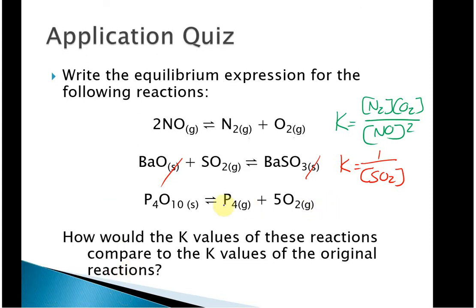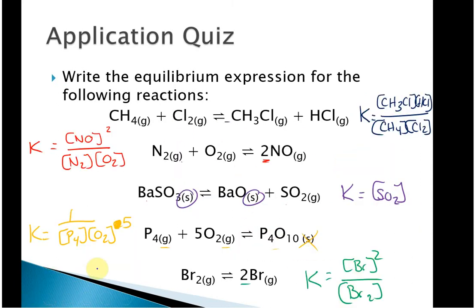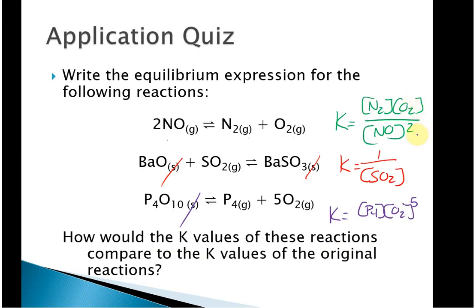For this one, we don't care about that. So our K value here is just our products, which is P4, times the concentration of oxygen to the fifth. Now if we look, NO reacting to give nitrogen and oxygen is the exact opposite of this. So we've got NO squared over nitrogen and oxygen. Here we've got nitrogen and oxygen over the square of nitrogen oxide. They are inverse. It's a reverse reaction, so our K values are reciprocals or inverse of one another.